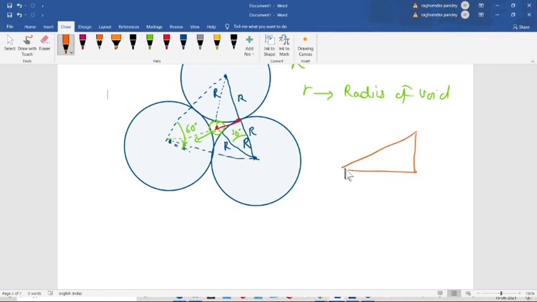If we make a triangle, this is your 30 degree. So the base is r, and the angle is 30 degree. You can see that here, because the total angle is 60 degree in the equilateral triangle. So only half, that is 30 degree.